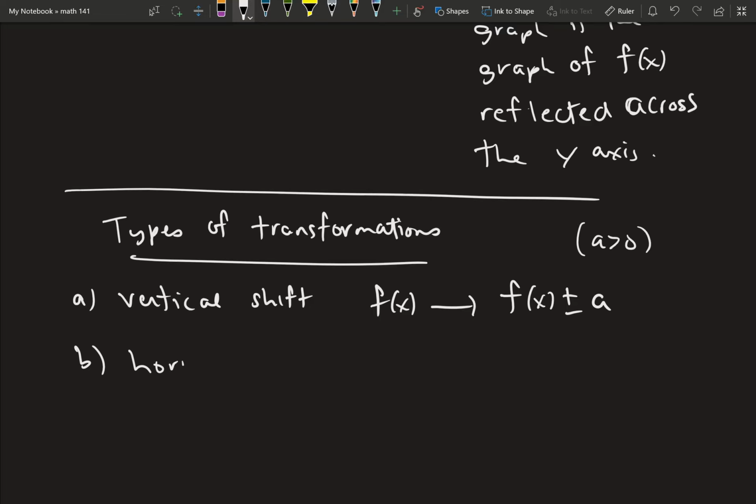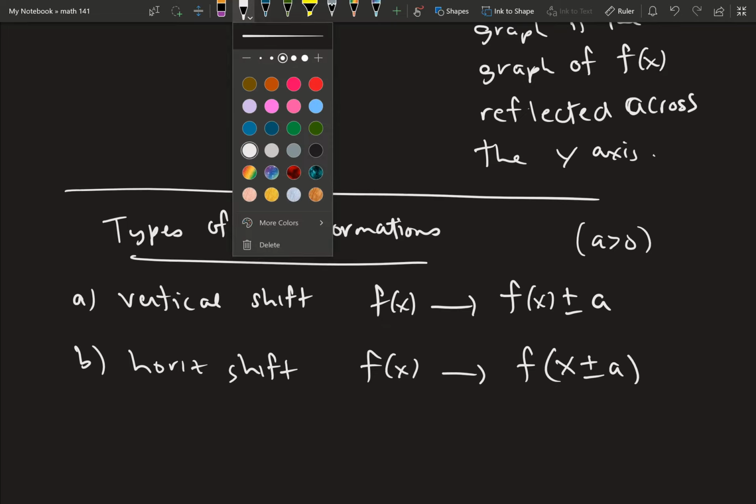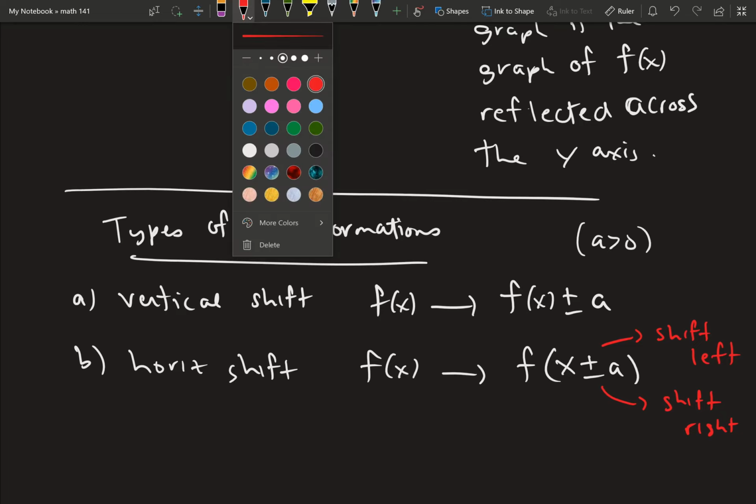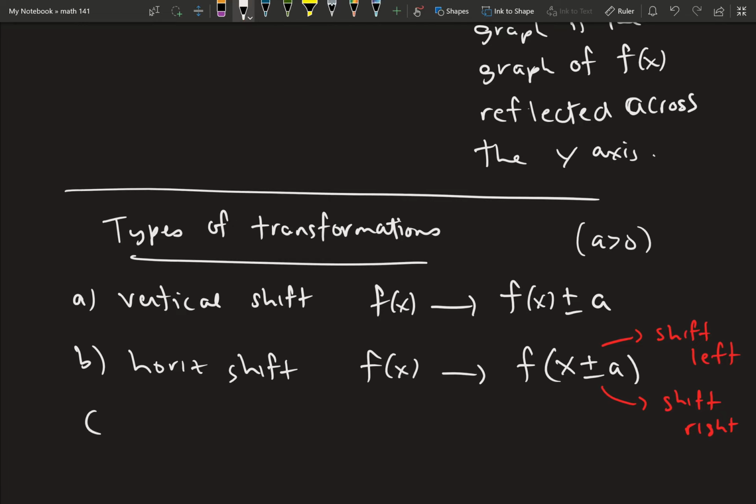Then there's the horizontal shift, which is where you start with the function f, and the new function that you have is f of x plus or minus a. And remember the plus sign corresponded to a shift to the left, and the minus sign corresponded to a shift to the right. Okay, just a reminder of that.